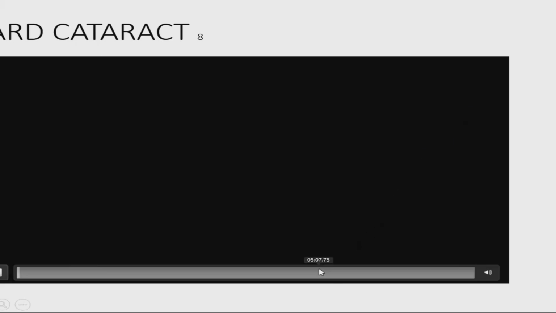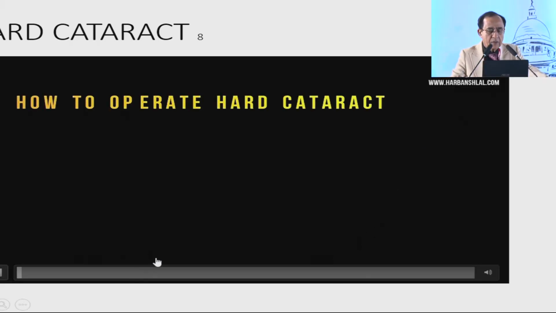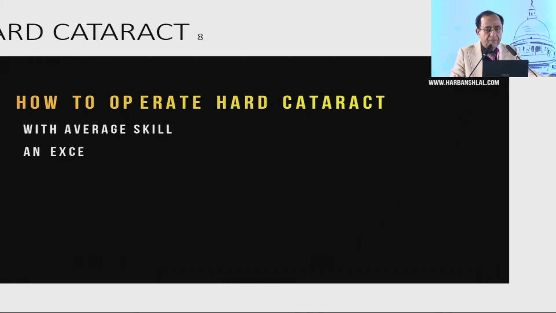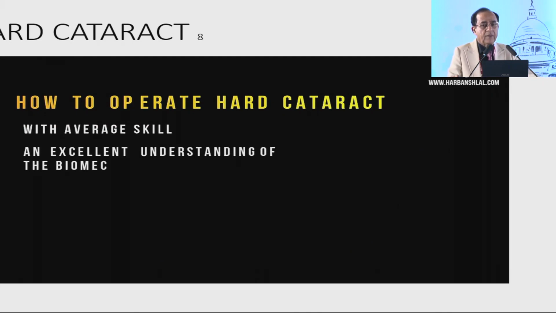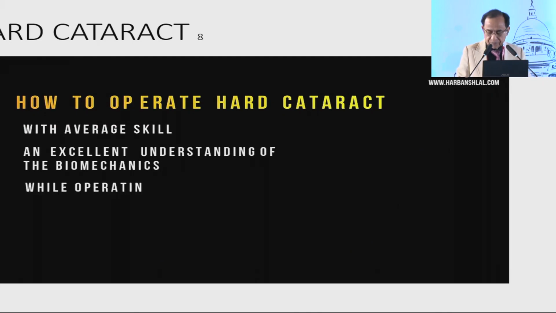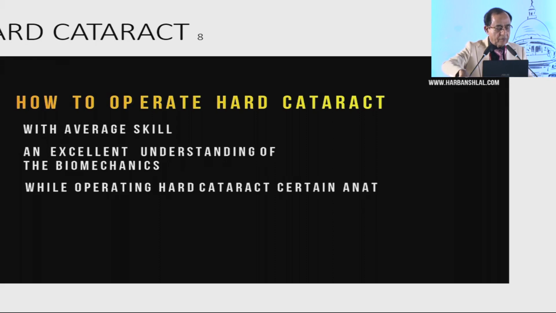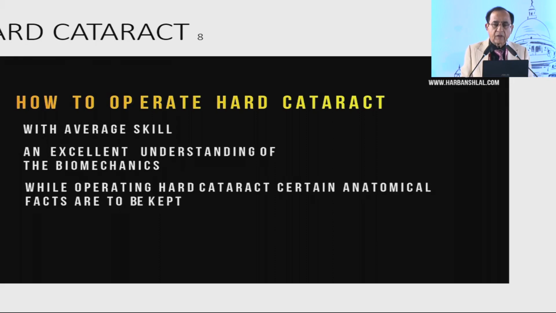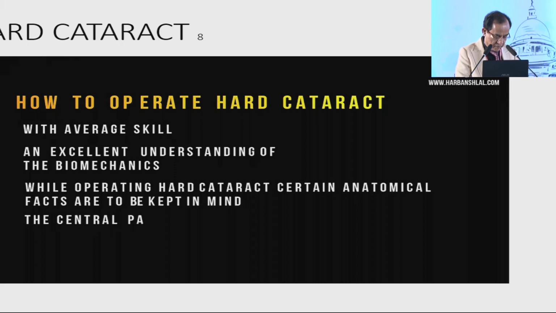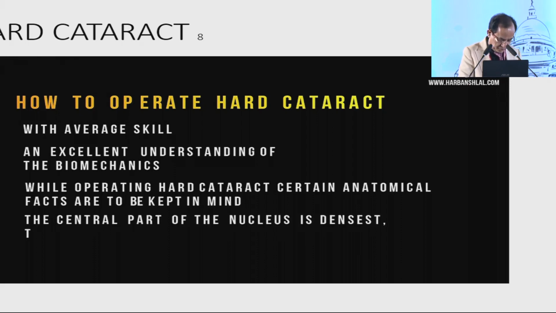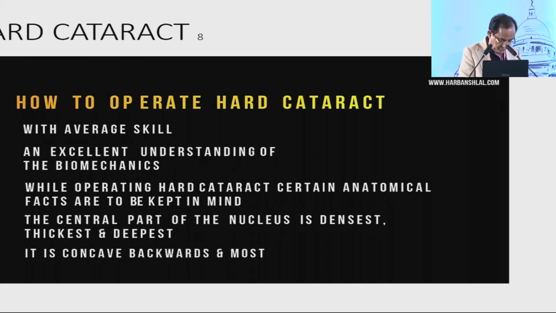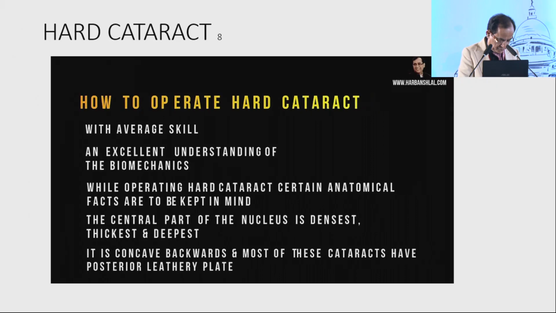So I'll be talking about the hard cataract now. Today, this is a video with a voiceover. How to operate hard cataract with average skill and excellent understanding of the biomechanics. While operating hard cataracts, certain anatomical facts are to be kept in mind. The central part of the nucleus is densest, thickest, and deepest. It is concave backwards, and most of these cataracts have a posterior leathery plate.